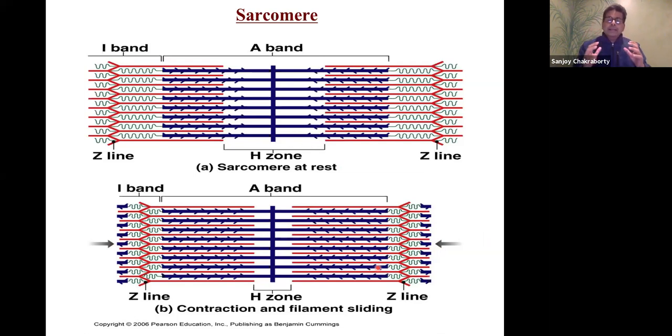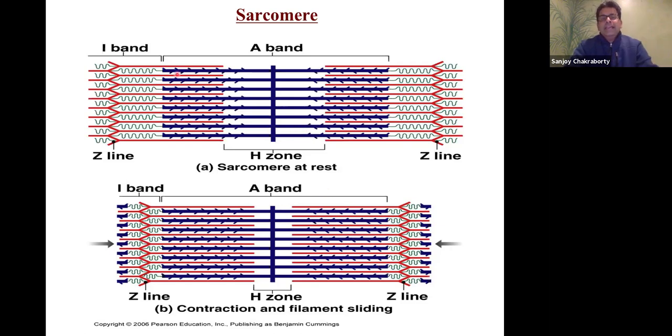So this is actually called sliding filament theory, as if the filaments are sliding past each other. This is the zone of overlap, boom, they move inside. So that's called sliding filament theory. Now what is happening in the sliding filament theory? From the picture, you can easily figure it out.